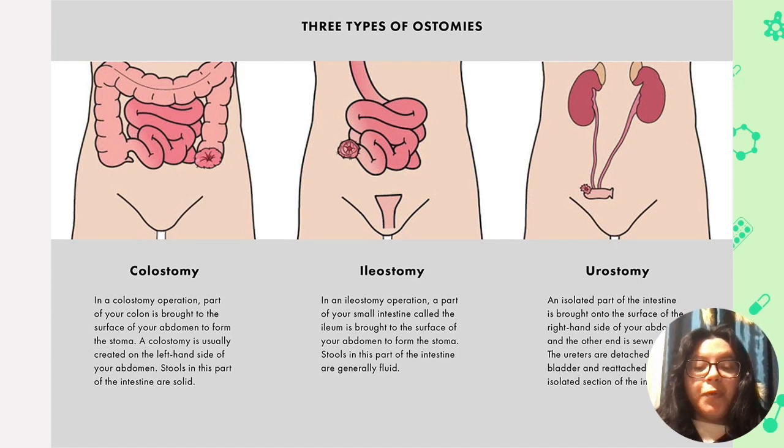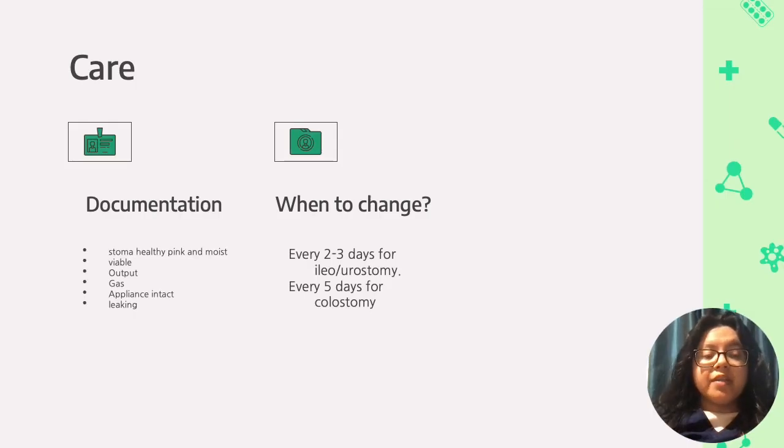Let's move on to the care. When caring for an ostomy, it's important to document whether it's pink, healthy, moist, the output, the gas, the application, and any leakage. And it's important to document when it needs to be changed as well. For an ileostomy or urostomy, it needs to be changed every 2 to 3 days, and a colostomy every 5 days. I'll be demonstrating the proper care and skills in order to clean and maintain a stoma to prevent any infections or irritation.